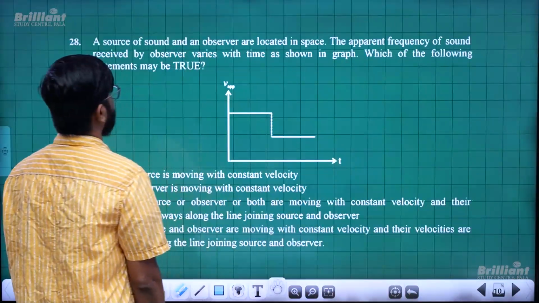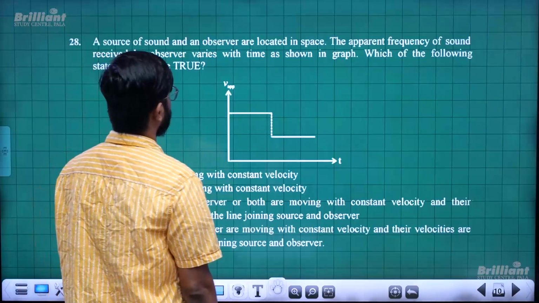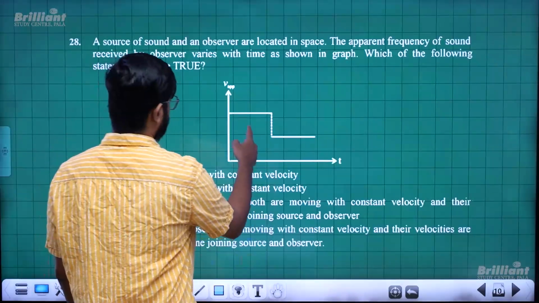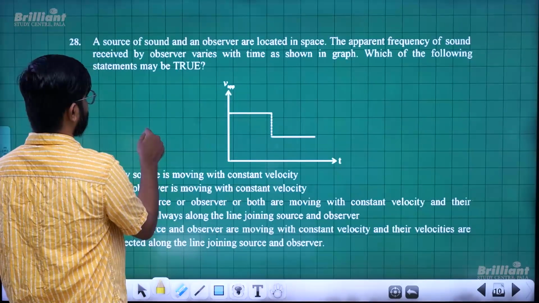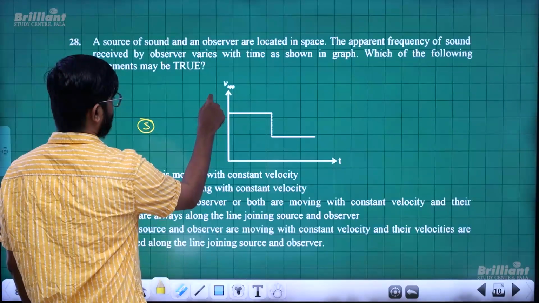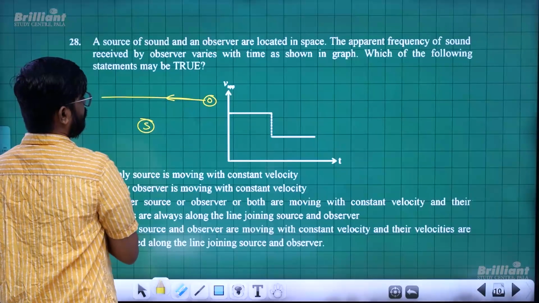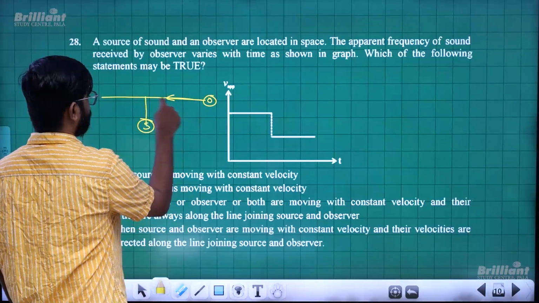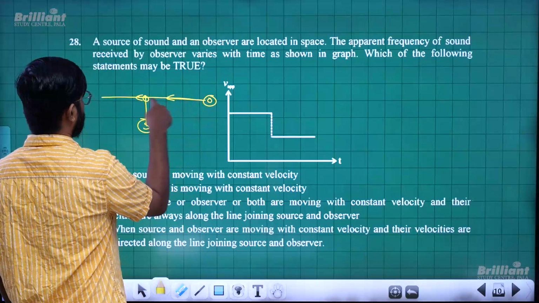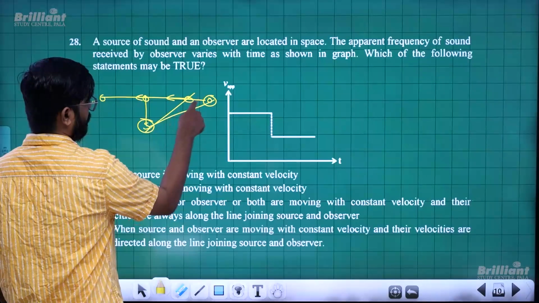A source of sound and observer are located in space. The apparent frequency of sound received by the observer varies with time as shown. You can see the apparent frequency has only 2 values. Let me take a simple case. If the source is here and the observer is here and moving this way, when the observer reaches here, you will be hearing the same frequency, here more frequency, here less frequency, and the frequency will keep on changing because the angle will be keeping on changing.